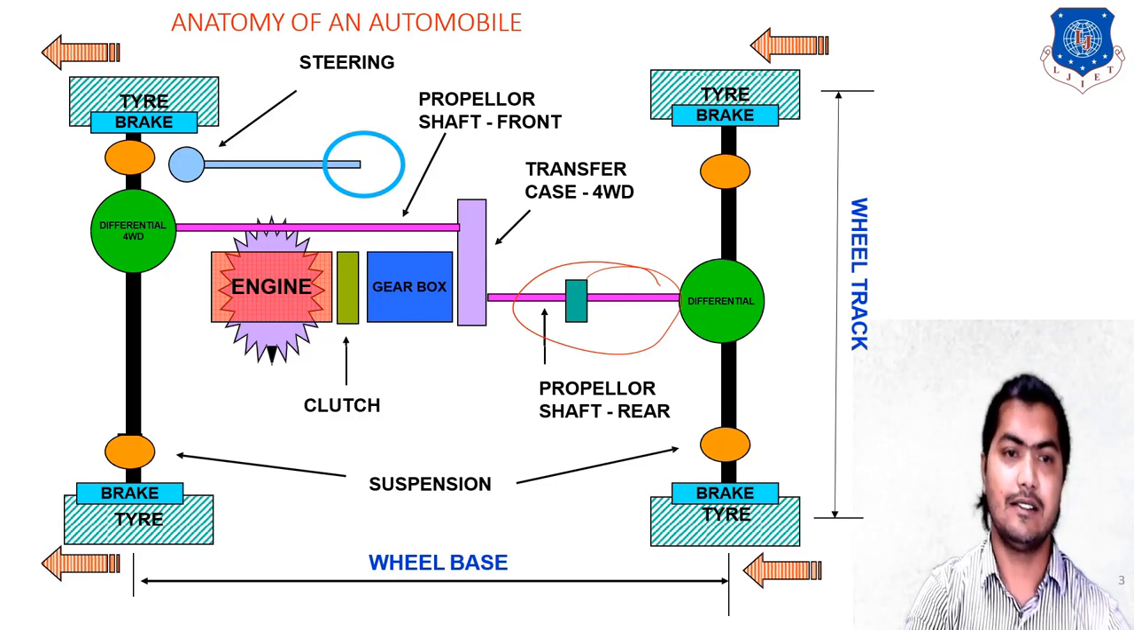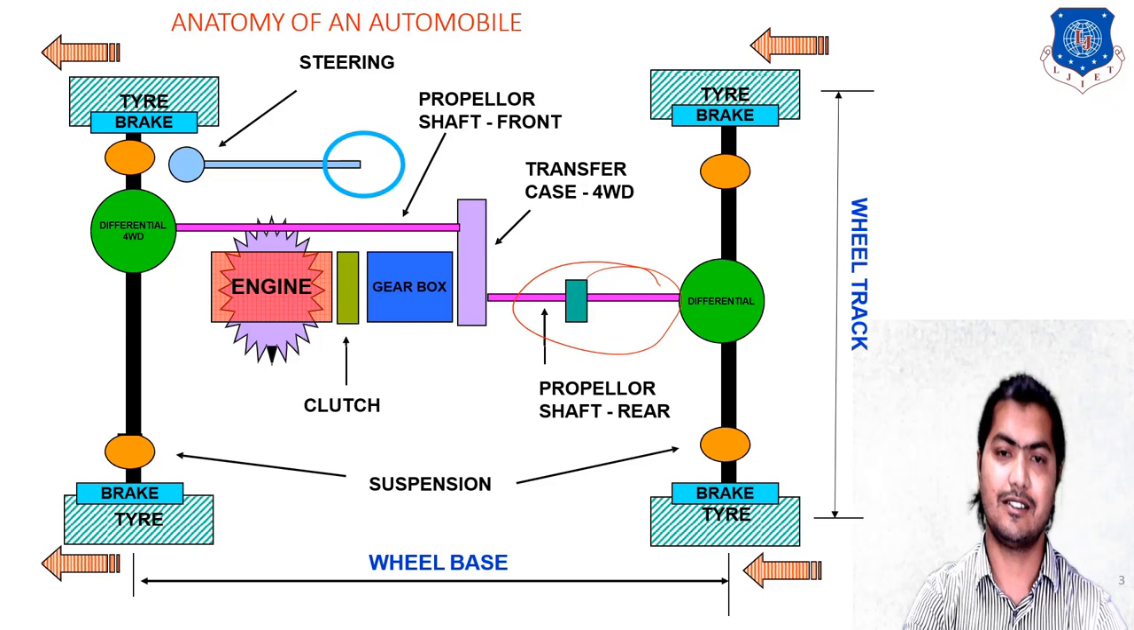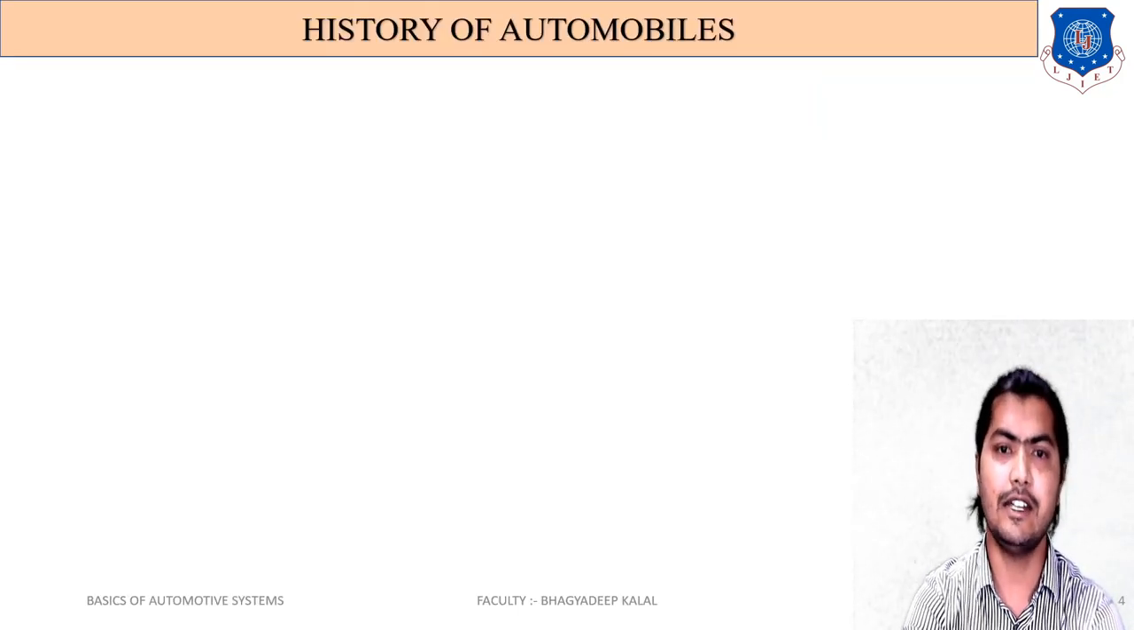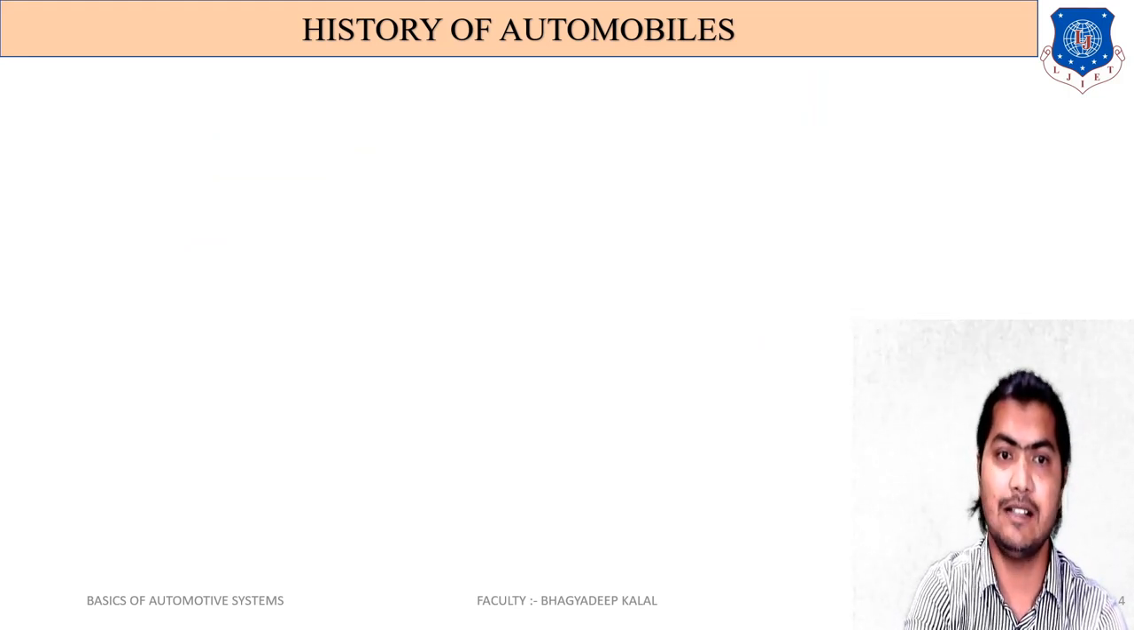Okay, and this is our total body of the system, chassis, body and frame. We will separately discuss in our syllabus or in our subject. Okay. Next is history of automobiles. History of automobile, how it generated, how it developed, how it counts automobiles, and that is the history of automobiles.